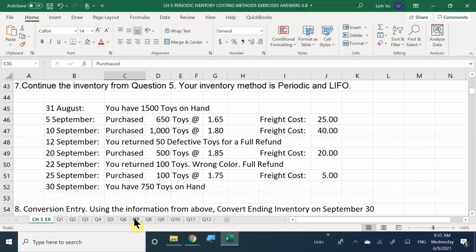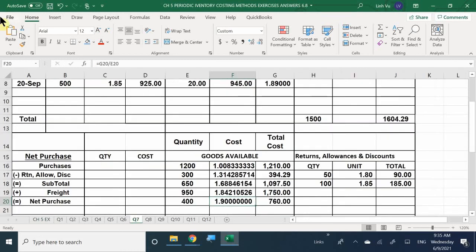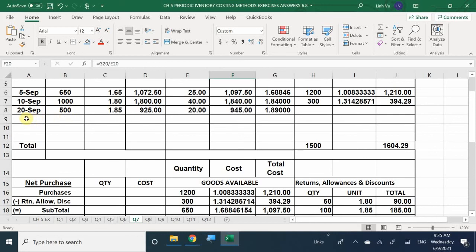So we purchased 100 toys at $1.75 on September 25th, with a freight of $5. So what's my purchase price here? $175. Okay, total cost $180, with the cost per item to be $1.80.